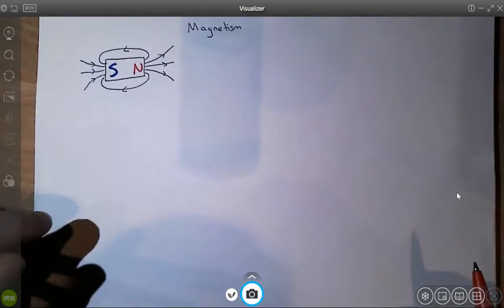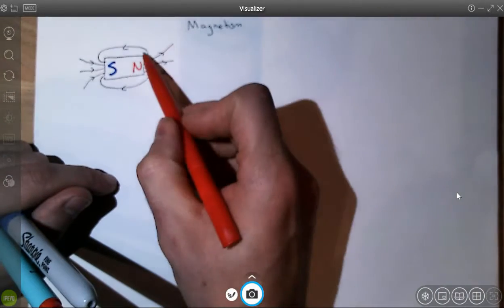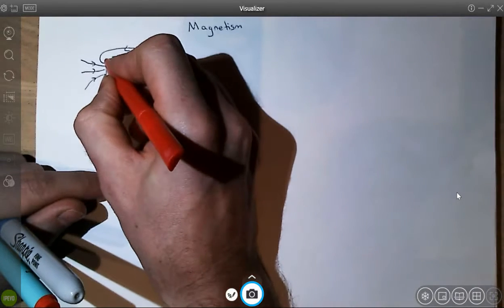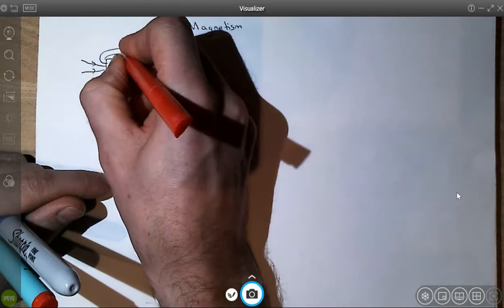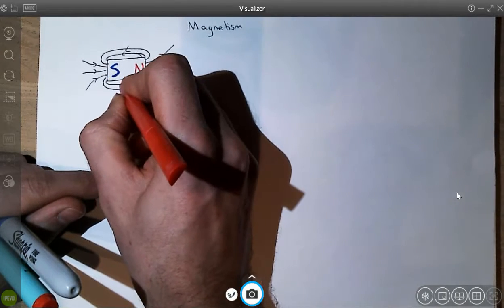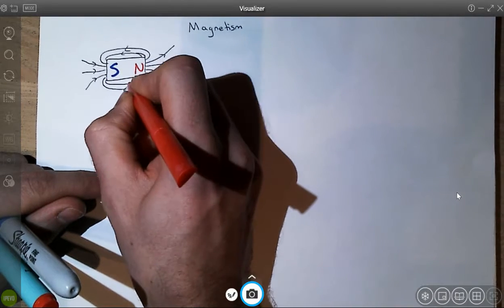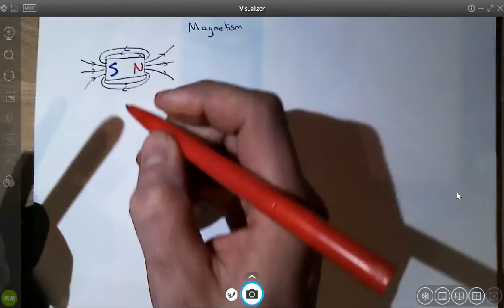So this is an acceptable drawing. We don't have to draw too many lines. This is enough. You could draw a smaller one here as well. There'd be nothing wrong with this at all, but we've probably drawn enough.